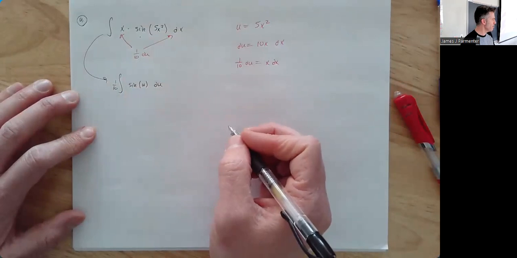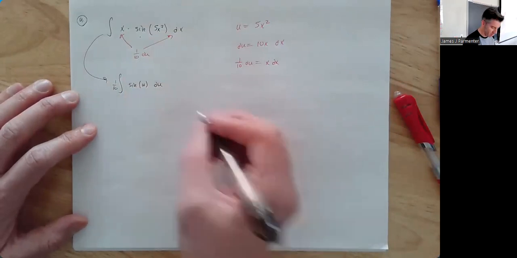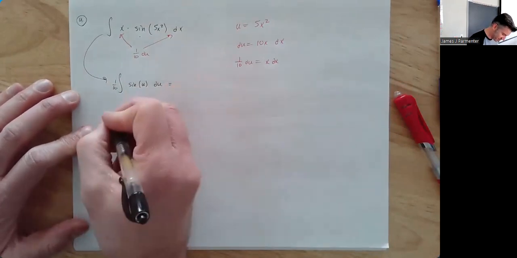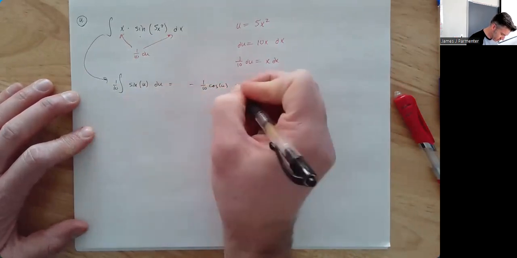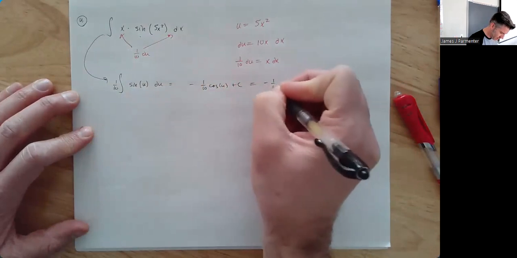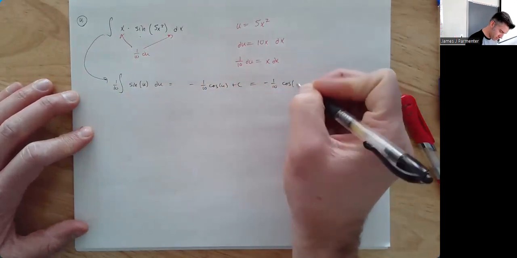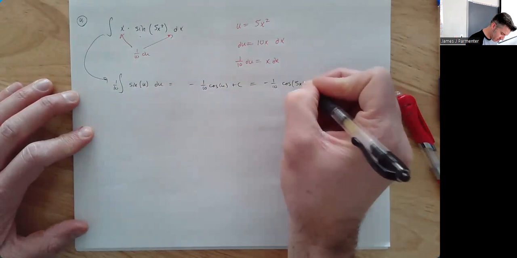What's the antiderivative of sine? Negative cosine. Negative cosine? Yeah. So we get negative 1/10 cosine of u plus c, which is negative 1/10 cosine of, a little scary, 5x squared plus c.